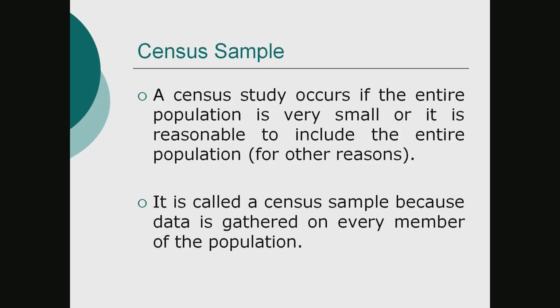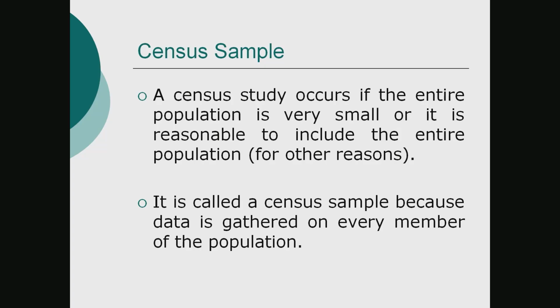Census is the process of collecting data from every member of the population. So if the population size is small, we can prefer census. So the result will be more accurate, but taking an accurate census is more difficult than you might think. If the population size is larger, we can go for sample survey. A census study occurs if the entire population is very small or it is reasonable to include the entire population. In census, all the elements of the population are surveyed, so no issue about the representation.